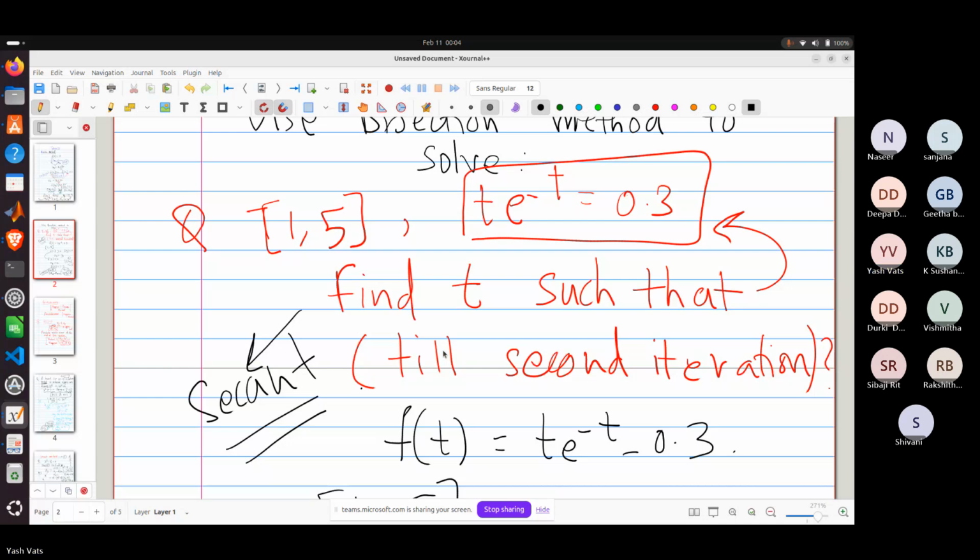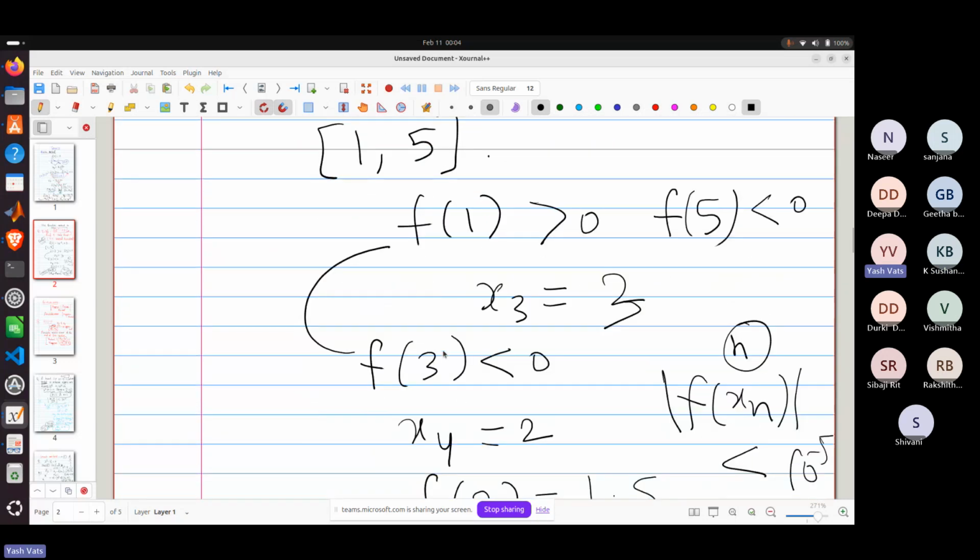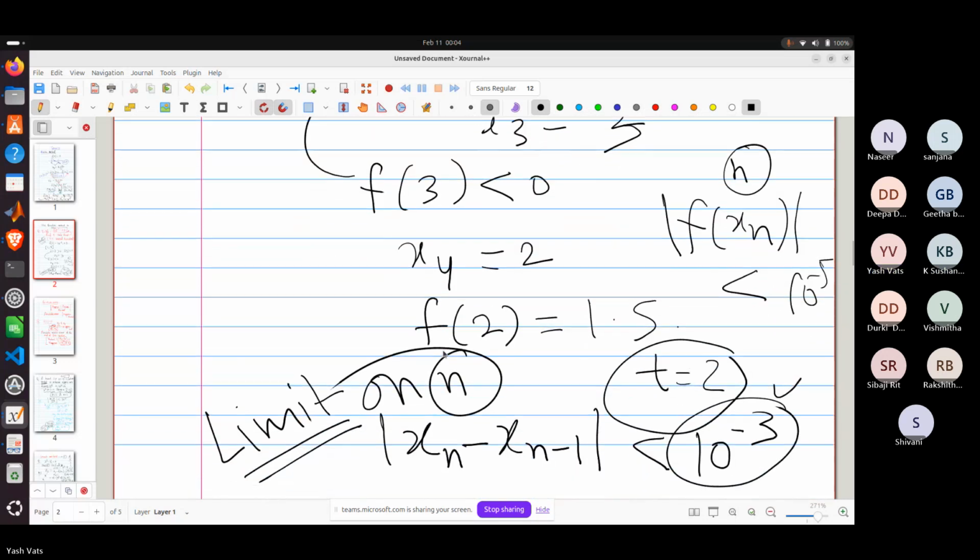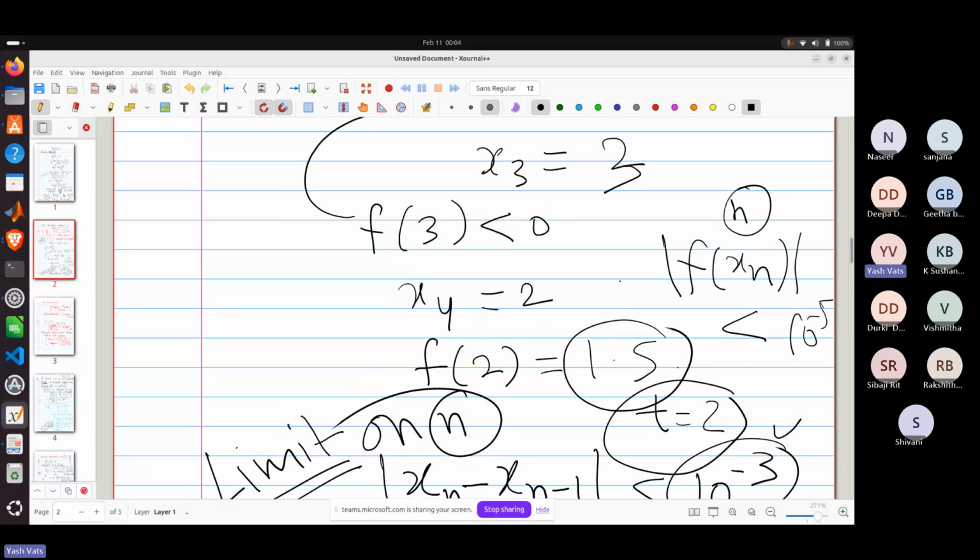Anyone? Can we try? Sir, it's 1.766 in the second iteration. All right. Did everyone get the same thing? Yes, sir, it's more or less the same. This is the value of f of 2.